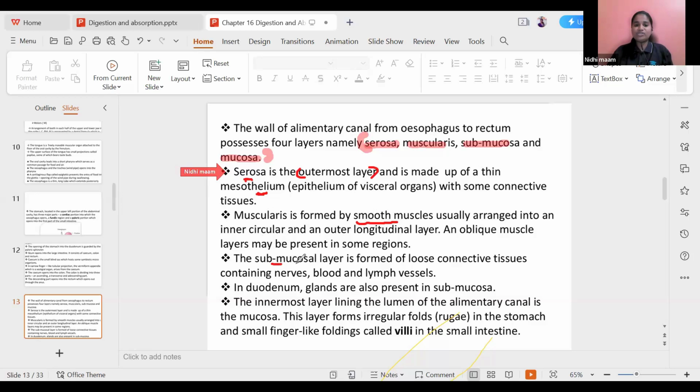Next, the submucosal layer, which is the third layer. It is made up of loose connective tissue. In the submucosal layer we can see nerves, blood and lymph vessels. Very important. In which layer can you see nerves, blood and lymph vessels? That is the submucosal layer. In the duodenum, glands are also present in the submucosa layer.